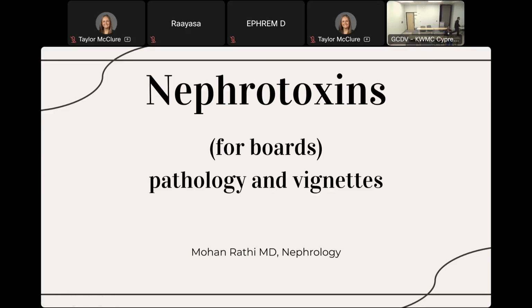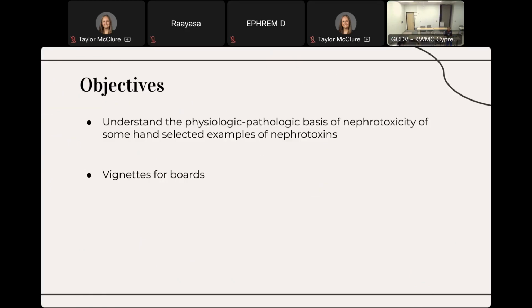All right, so today we'll be talking about nephrotoxins. It is a very, very wide topic. So what we will do is we will talk about some select ones and then go over some of the vignettes that will be interesting from a board perspective as well. So the objectives are we will understand the pathophysiologic basis for some hand-selected examples of nephrotoxins, and then we'll go over some vignettes for the board.